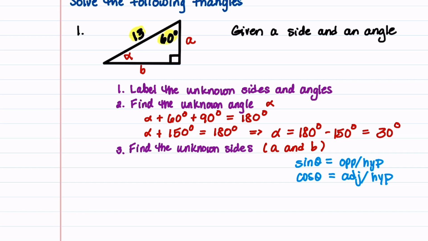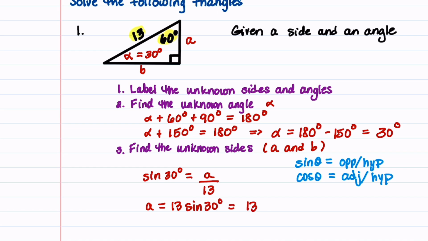So let's begin, and we could use either 30 degrees or 60 degrees. I'm going to use the fact that alpha is 30 degrees, so let's add that into our diagram. To find side A, we would say that sine of 30 degrees is the opposite, which is A, over the hypotenuse, which is 13. If we multiply both sides by 13, we see that A is 13 sine 30 degrees.